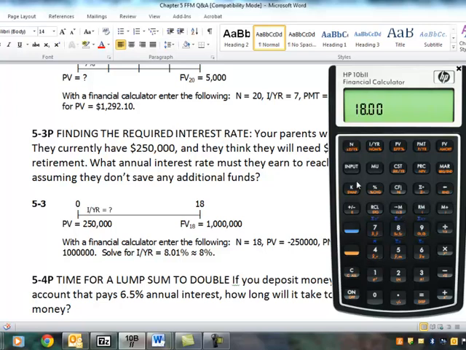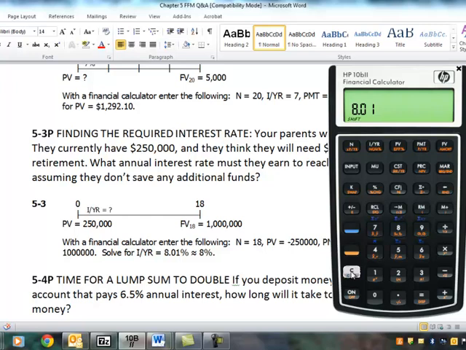18 years. We're solving for interest rate. 250 is a present value, and that's what we'll be placing in an account, so I want to put that in as a negative. There are no additional payments during the 18-year period. We're anticipating it grows to $1 million. And if I hit interest rate, our answer is 8.01%.